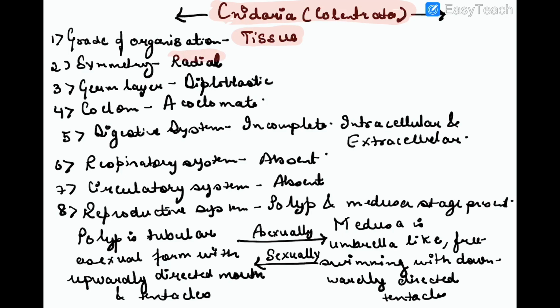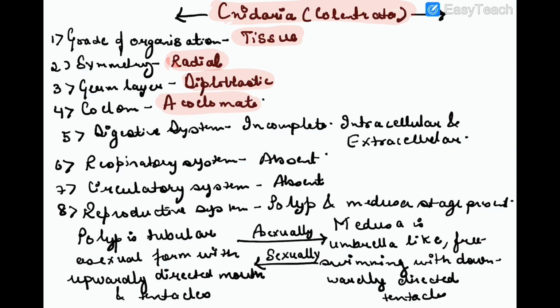Symmetry is radial, so the body can be divided into equal halves by any plane. Germ layers, they are diploblastic. Diploblastic means that the body is developed from two germ layers, ectoderm and endoderm. Coelom, they are acoelomate, so a body cavity or coelom is absent.